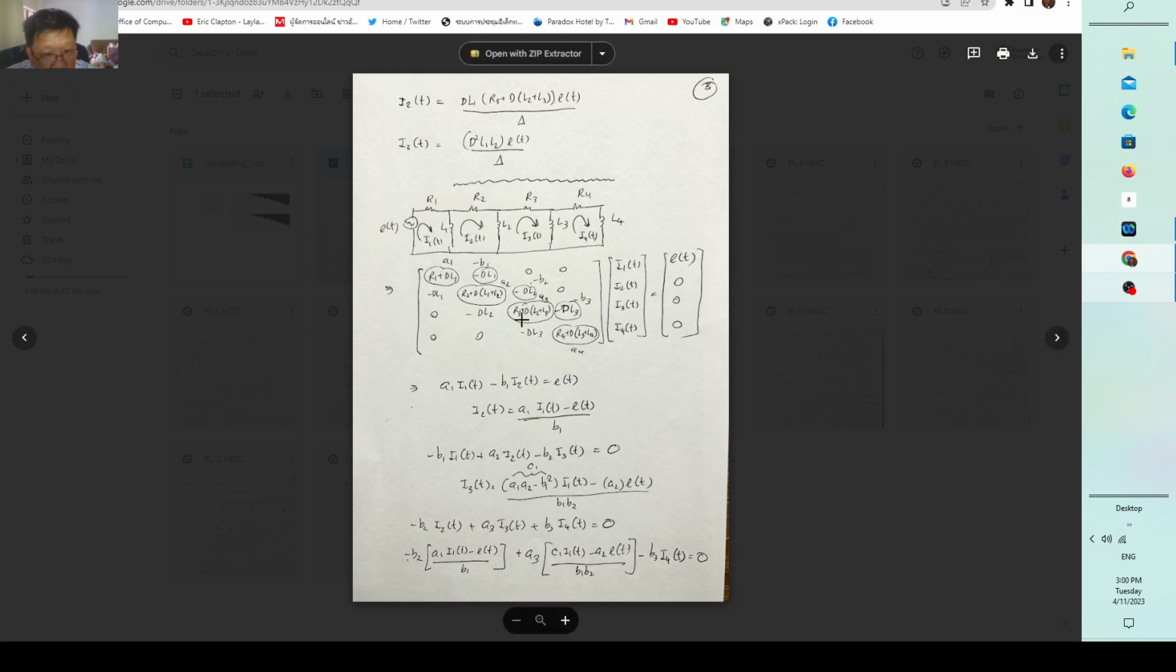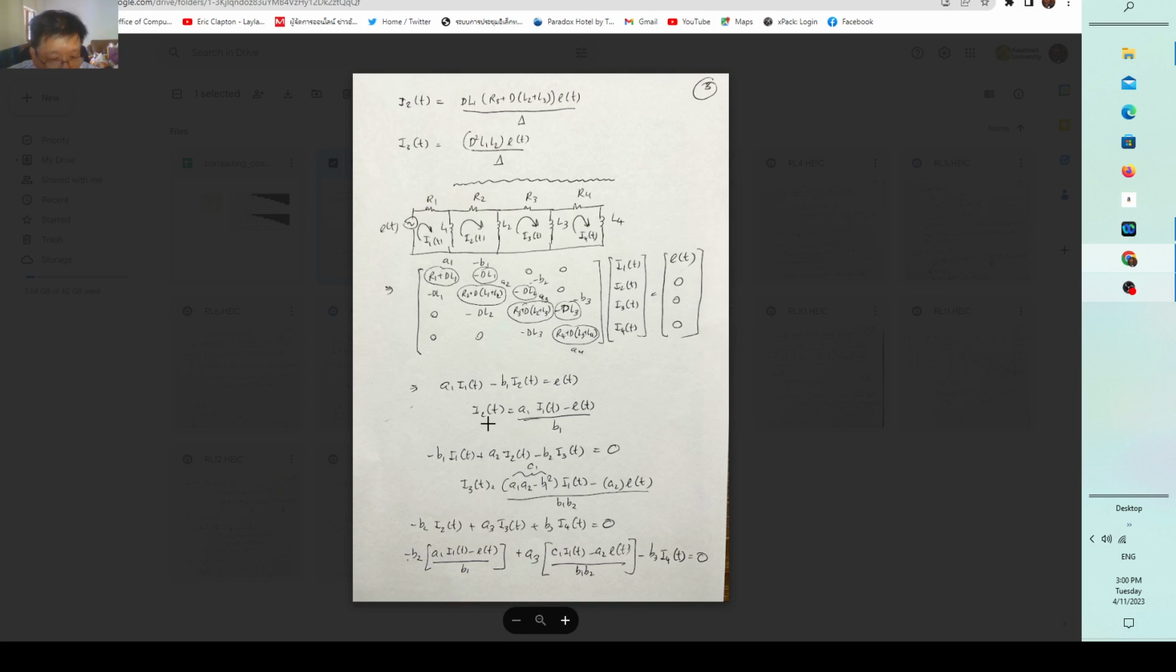So we move on to the third equation here. For the third equation, you get minus b sub 2 times I sub 2t plus a sub 3 times I sub 3t plus b sub 3 times I sub 4t. This one should be minus, minus b sub 3 times I sub 4t. The next equation already has the correct sign. Now you want to write I sub 4t in terms of I sub 1t.